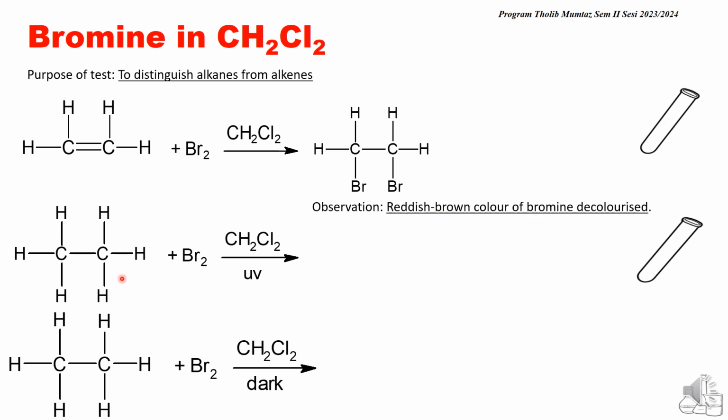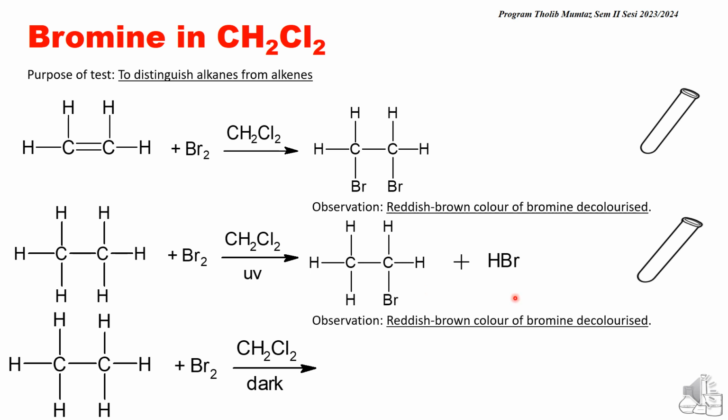Next structure, you are given an alkane, which is a saturated compound. When reacted with bromine in the presence of UV or sunlight, it will undergo free radical substitution. So one hydrogen from alkane will undergo monobromination and will be substituted with bromine atom, and the side product will be HBr. So for this reaction, the observation is reddish brown color of bromine decolorized.